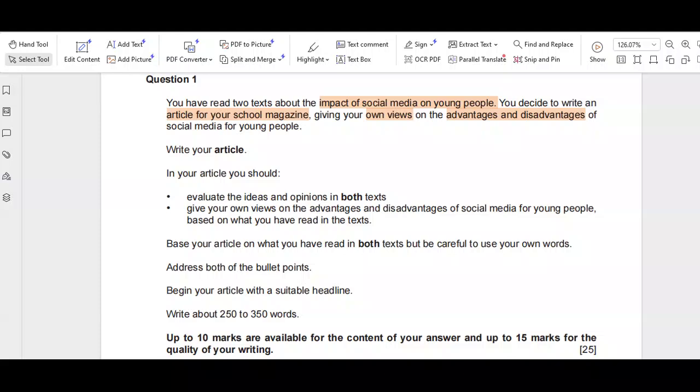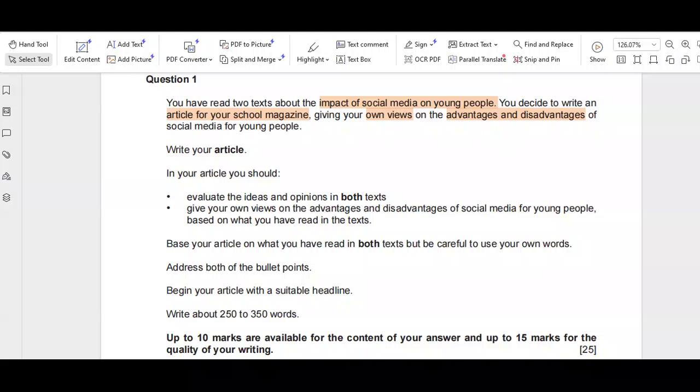Why? Why is it so? As the question clearly says, advantages and disadvantages plus your own views. So this means that the examiner wants you to develop a balanced approach, which means that you're going to discuss the advantages of social media on the life of young people and the disadvantages in the same way. So that means that you are not going to persuade your audience. You are not going to present your arguments to your audience.